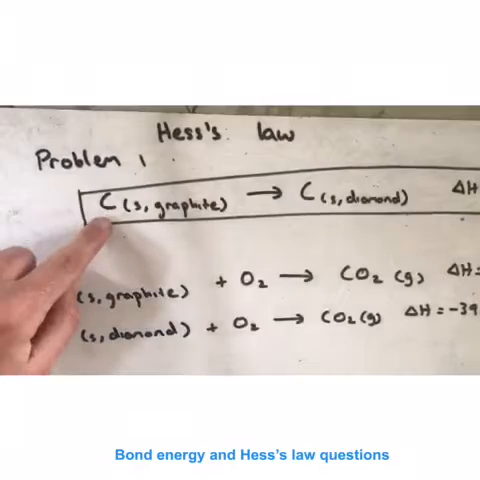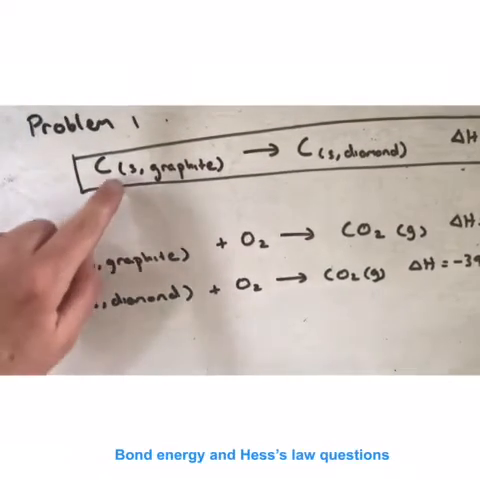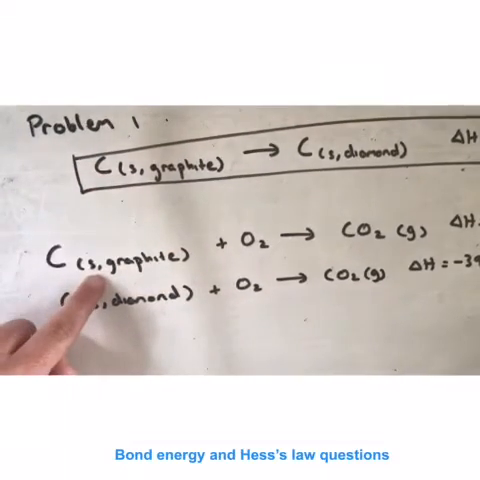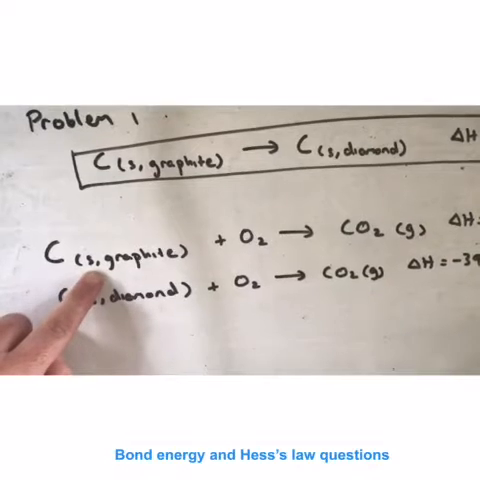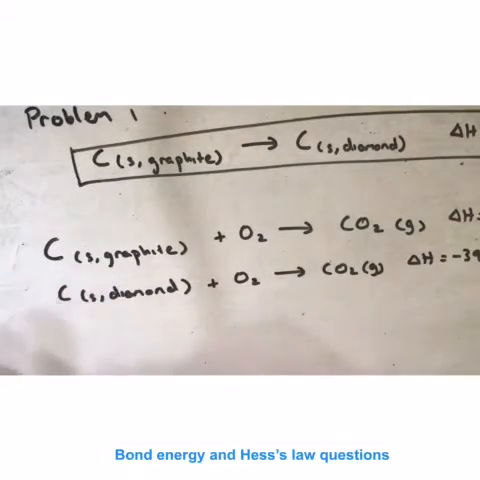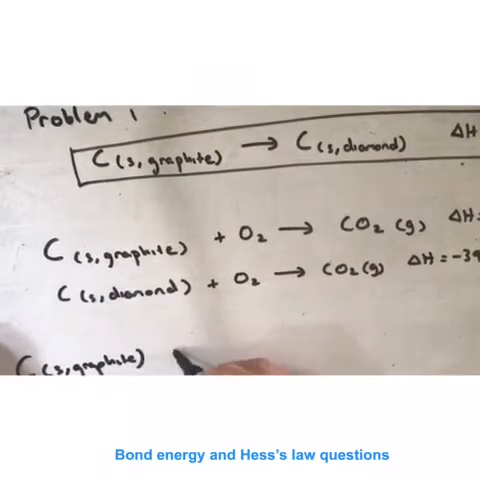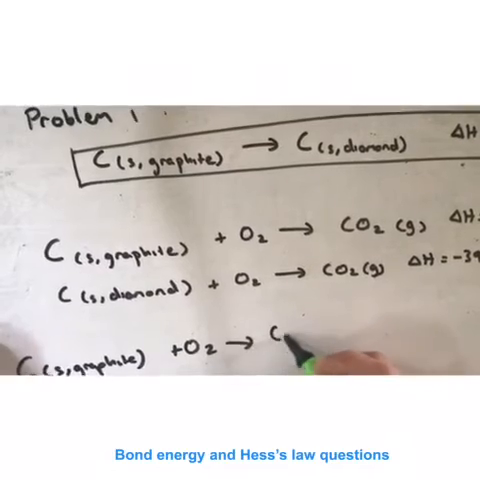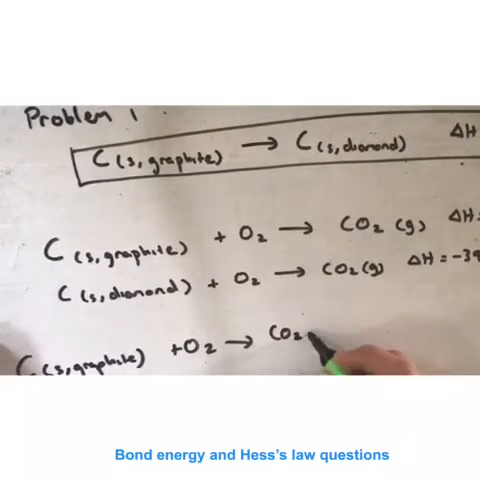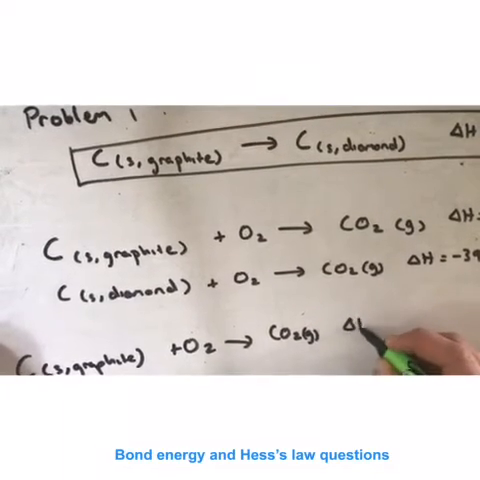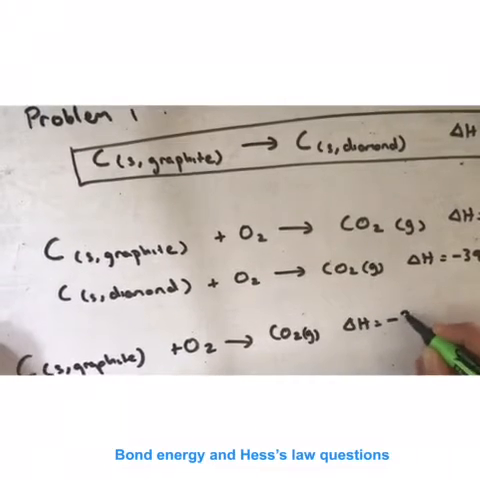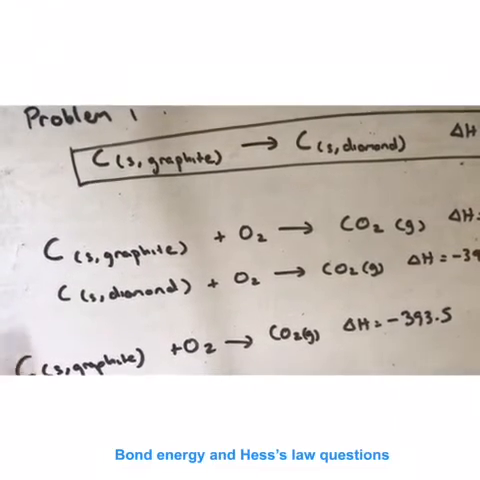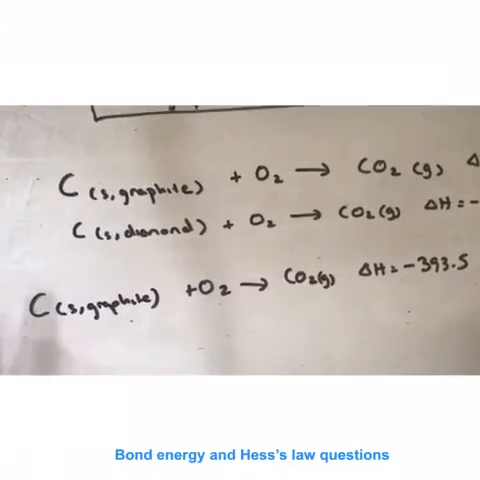Okay, so let's look at this. So we have carbon graphite on this side of the equation. Okay, here we've got carbon graphite here. So this equation is going to stay as it is. So we're going to write this as it is. So C(s), and I'll just write graphite here, plus O2, arrow CO2, which is a gas, and your delta H there is just as it's written there, minus 393.5. Now, so that's the first step done.